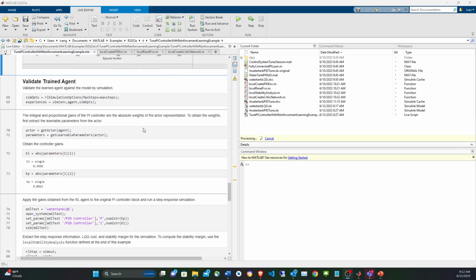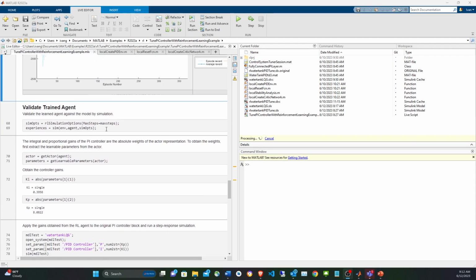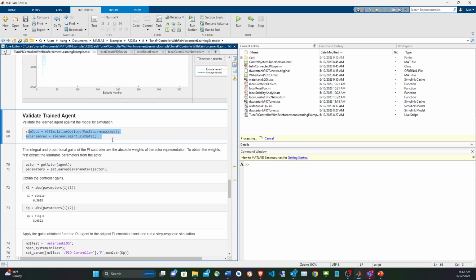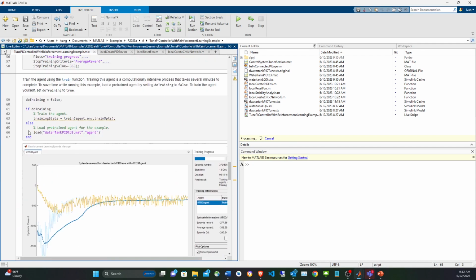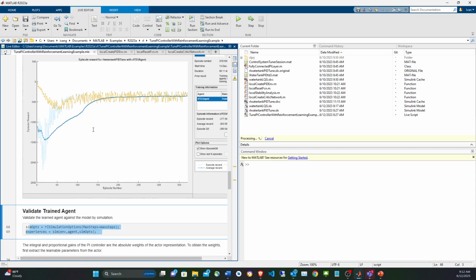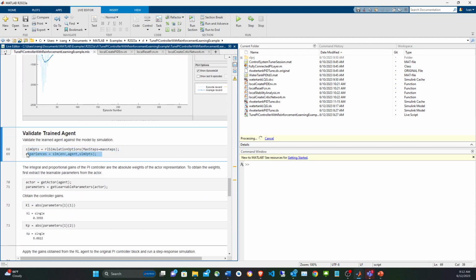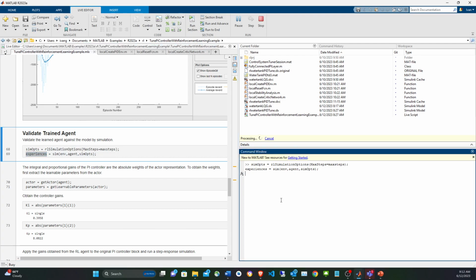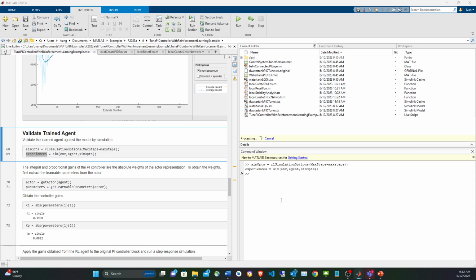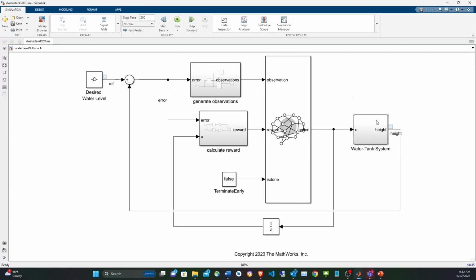So anyway, I'm going to simulate the model. I already ran all the steps again and loaded the trained agent, and I'm going to run the simulation and take the rewards. We're going to see both filling the water tank. Let's first fill the water tank and see how it looks.